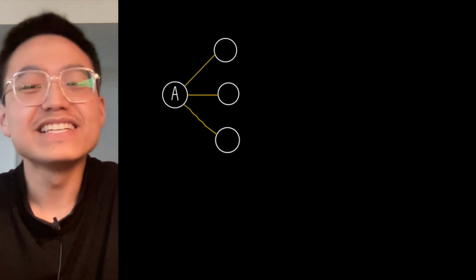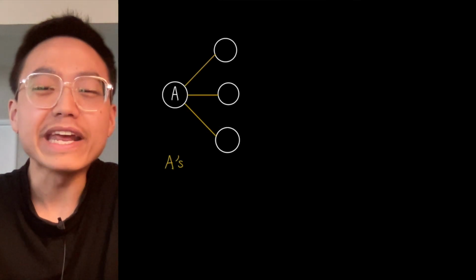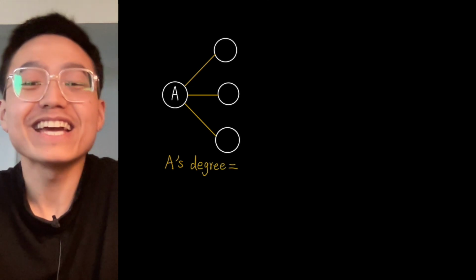The term degree applies to unweighted graphs. The degree of a vertex is the number of edges connecting the vertex. The degree of vertex A is 3 because 3 edges are connecting it.